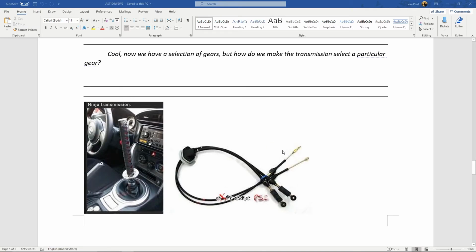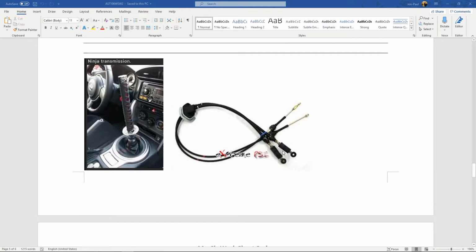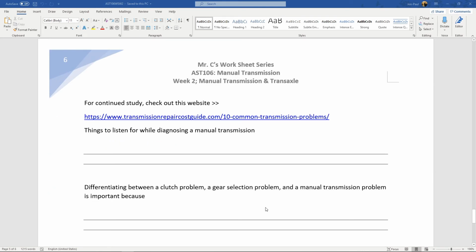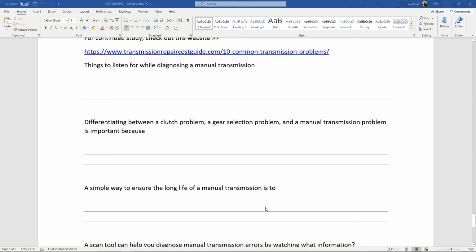So interesting. And then if you haven't met yet the shift interlock on an automatic transmission, you will, and we'll talk about that more next module. So differentiating between a clutch problem, a gear selection, and a manual transmission problem is important, because what am I taking apart? Do I really need to disassemble this transmission to find the problem, or is it the clutch, or is it the gear shifter?